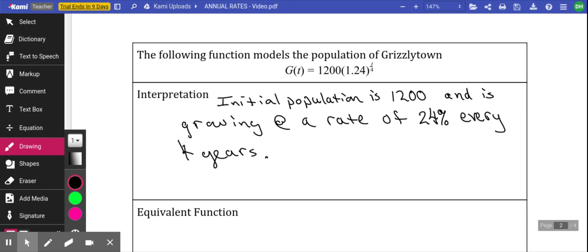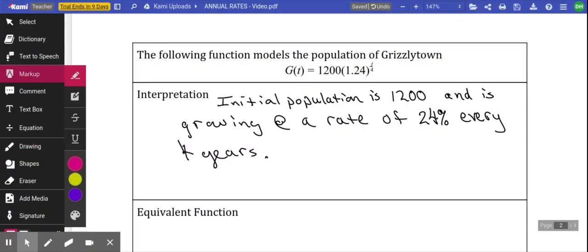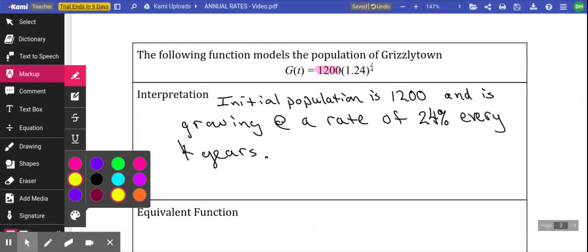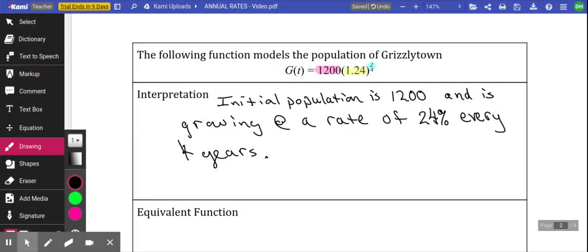Okay, now I'll backtrack a little bit and talk about how I got all those values. In this case, your A is your 1,200. That's your initial value. The 1.24, that's equivalent to 1 plus 0.24. Move that decimal twice, so you're getting that 24%. And then you'll notice the exponent here, t divided by 4. Like we said in our early definition, t divided by n represents the frequency. So in this case, our n value is 4, which is the frequency upon which that rate will kick in. So it's going to be 24% every 4 years.